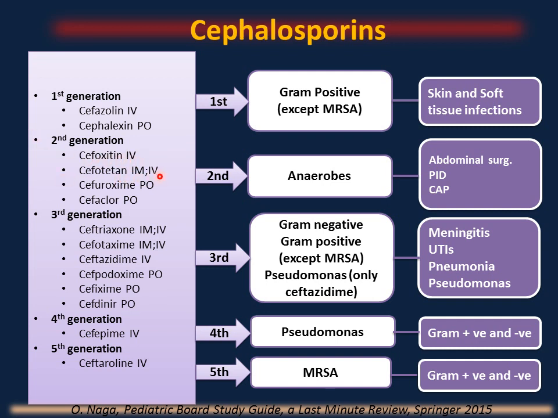Cefotetan is also IM/IV, and we have cefuroxime PO and cefaclor PO. They are commonly used in the treatment of outpatient community acquired pneumonia. They also have some gram-negative activity.